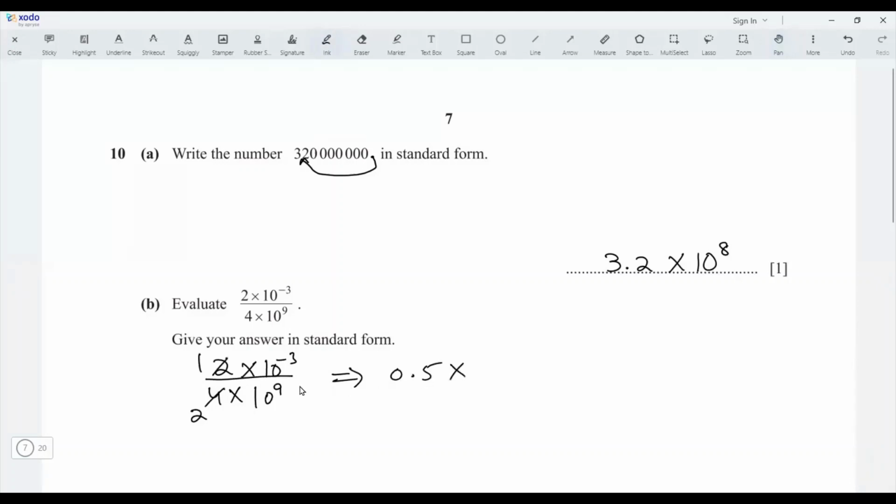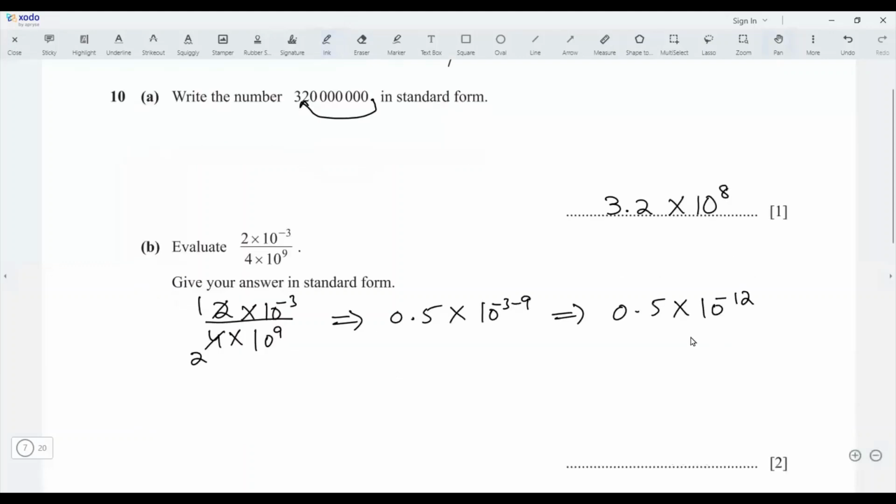So what about the powers of 10? It is basically the rule of indices. When we shift the 9 from the denominator to the numerator, the sign will be changed. So it will be minus 3 and minus 9. Simplify it: minus 3, minus 9, both are negative, so it will result in 10 raised to the power of minus 12. So what is the next thing? Because there is a 0 before the decimal point, it is not in standard form. We have to shift our answer into standard form.